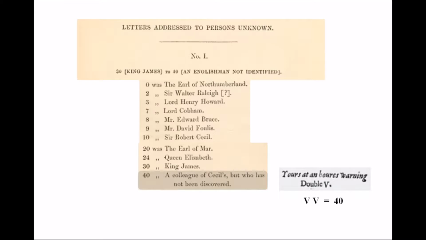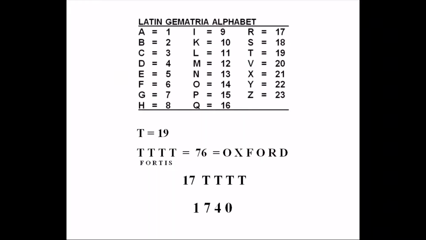During the reign of Elizabeth, there's correspondences with a colleague of Cecil's who went by the code number 40. He's unidentified, but Oxford was Cecil's brother-in-law. De Vere sometimes signed his name double V, with Gematria V equals 20, 2 V's equal 40. Using Latin Gematria, the letter T is equal to 19. 19 times 4 letter T's is 76. 76 also equals the letter values of O, X, F, O, R, D.